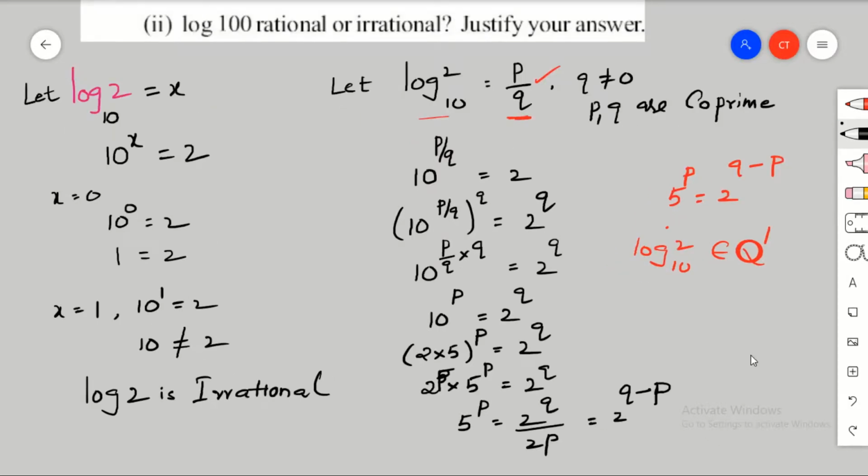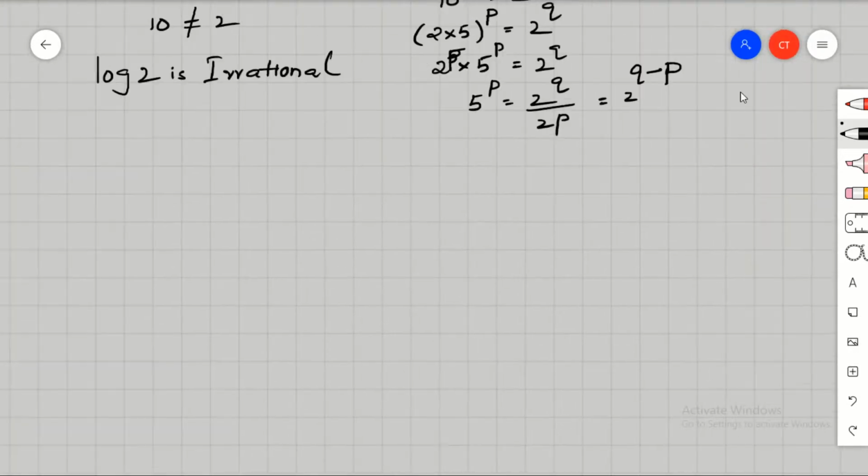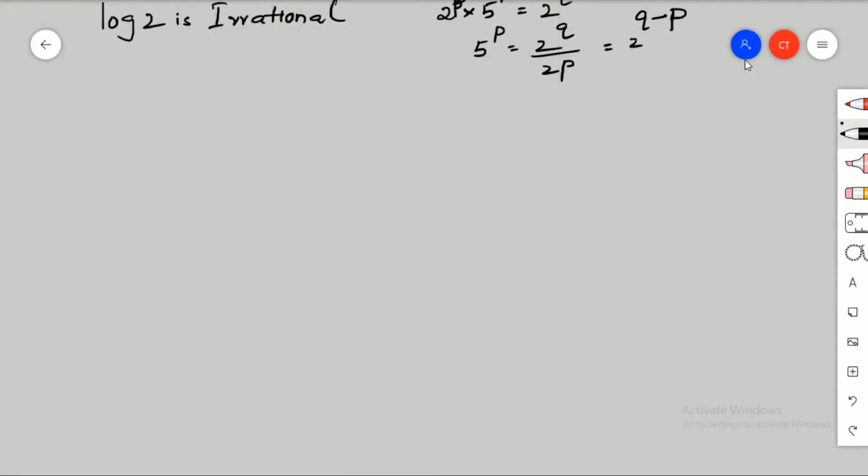Now we'll see about the second one. Log 100 is rational or irrational, that we'll see. So here also we'll assume that this value log 100 base 10 equals some y. Then we'll convert it into exponential form. Then this becomes 10 power y is equal to 100.